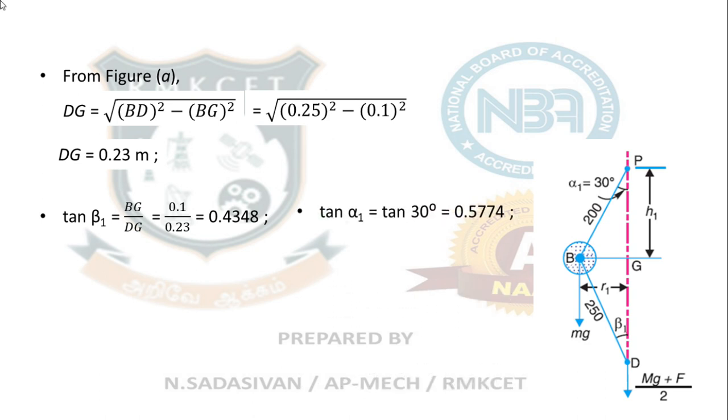So Q equals tan beta by tan alpha. Alpha value is known, 30 degrees. So find tan alpha. Tan 30 is 0.5774. So Q equals tan beta by tan alpha. All these things are for the first RPM. Therefore, put the suffix 1. Q1 equals tan beta 1 by tan alpha 1. So 0.4348 by 0.5774 is 0.753. Clear? Any doubts up to this? Okay. So Q1 is 0.753.